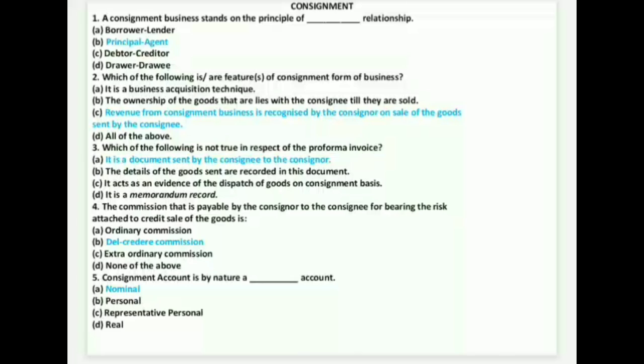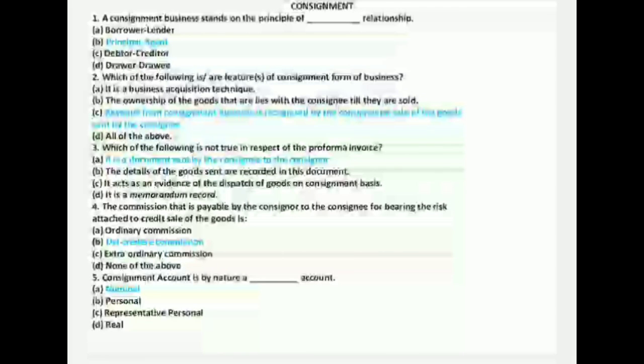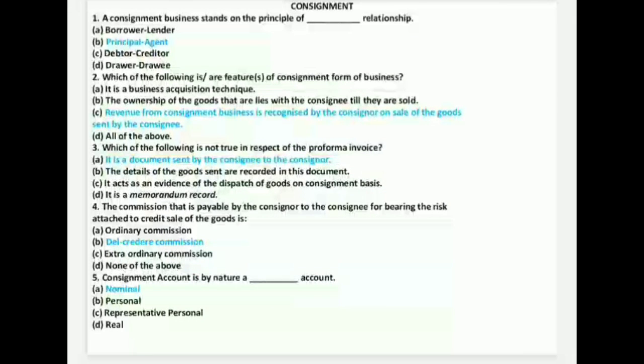So let's see now the consignment problem. A consignment business stands on the principle of what relationship? Options are borrower-lender, principal-agent, debtor-creditor, drawer and drawee. Well, a consignment business stands on the principle of principal and agent.